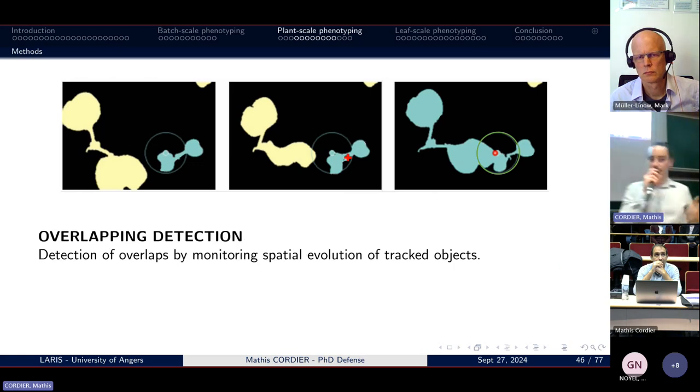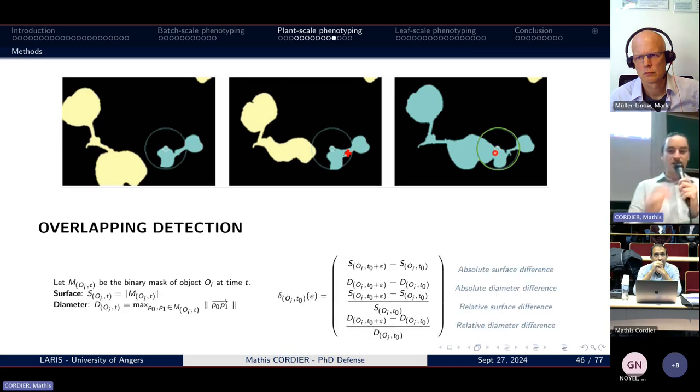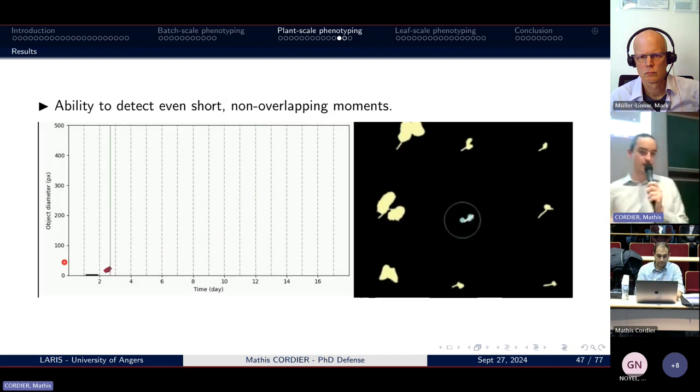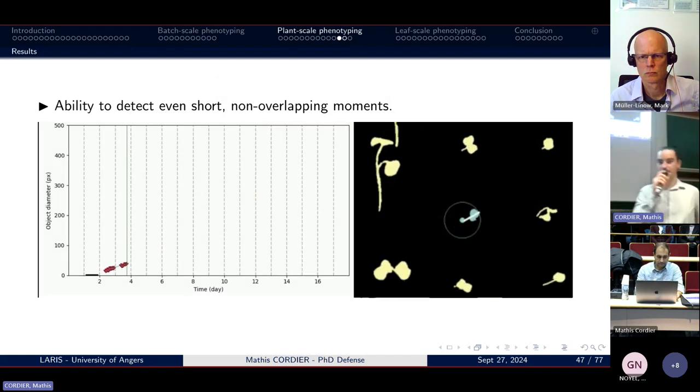That's why we proposed an overlapping detection method to be able to detect when we have an abrupt change in 2D space. Here we monitored surface and diameter over time, both absolute and relative features. And we were able to detect when we have abrupt changes in the time series of a tracked object. At the end, we can apply this process over time on time series.